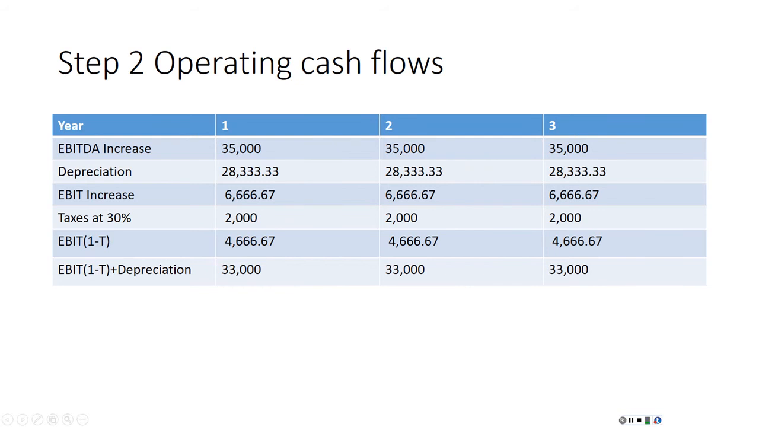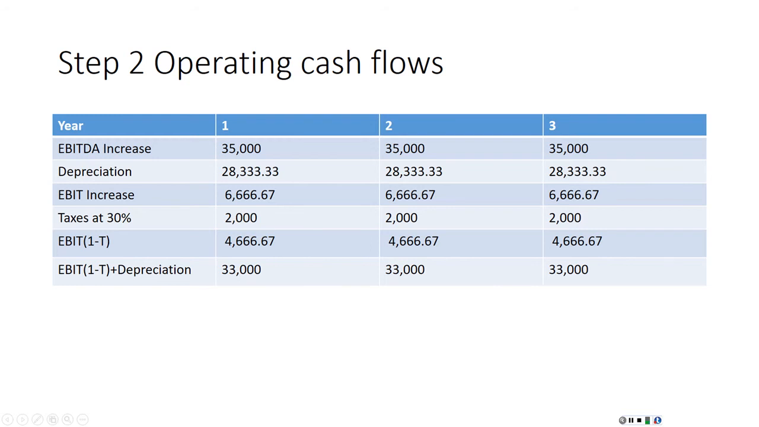We're going to save $35,000 a year in operating costs, which means our earnings before interest, taxes, depreciation, and amortization will increase by $35,000 a year. Depreciation will be $28,333 per year. Our increase in earnings before interest and taxes will be $6,666.67 per year.